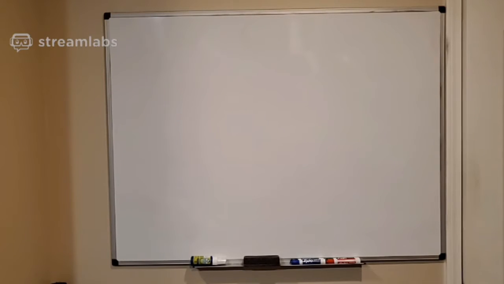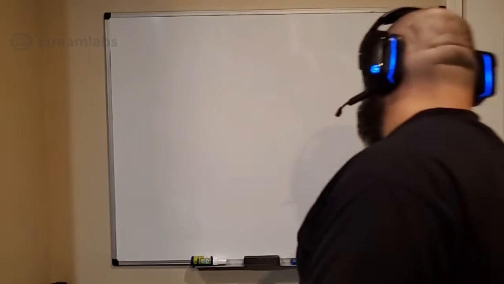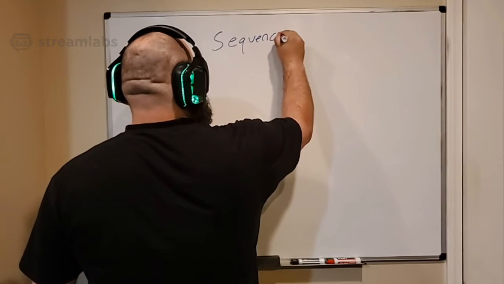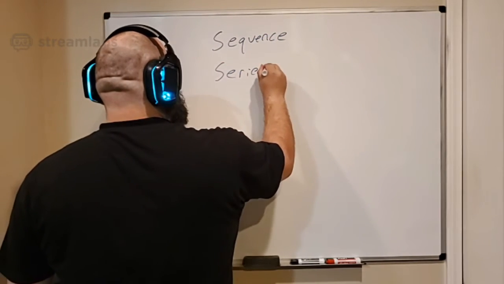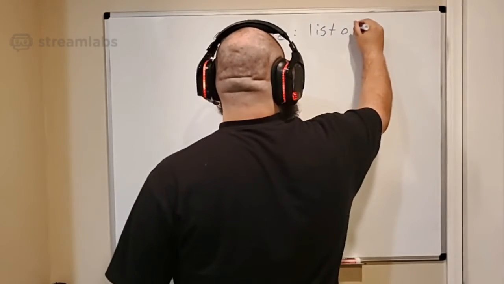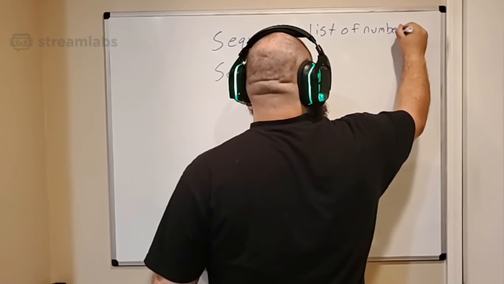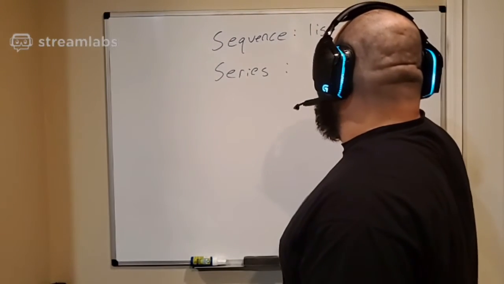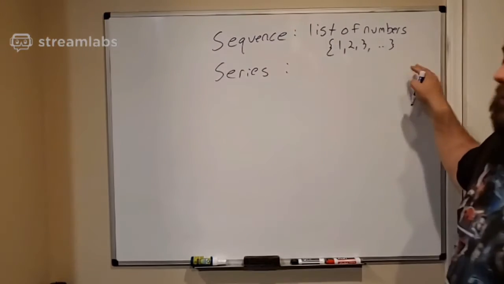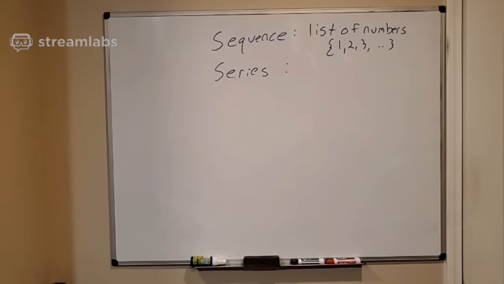Okay, so a couple of things we just need to talk about: what a sequence is versus what a series is. A sequence is just a list of numbers, in essence. So for instance, it could be 1, 2, 3, dot, dot, dot. That is a sequence of numbers. It's just you add one each time, you go to the next integer, however you want to think about it.